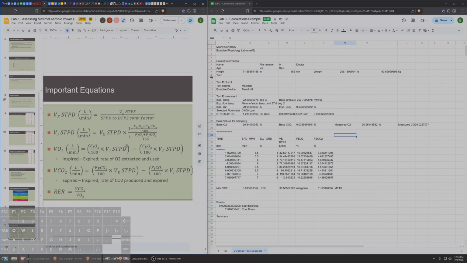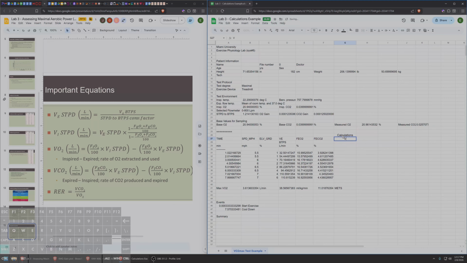So, let's go ahead, and if you want to pull up one of your sheets and follow along, I'm going to go to the Lab 3. Here are the important equations that we'll do. We'll take basically our base measurements, what the metabolic cart will take: VE in BTPS, body temperature, pressure, saturated, the fraction of expired O2, and fraction of expired CO2. So here I'm just going to call this calculations.